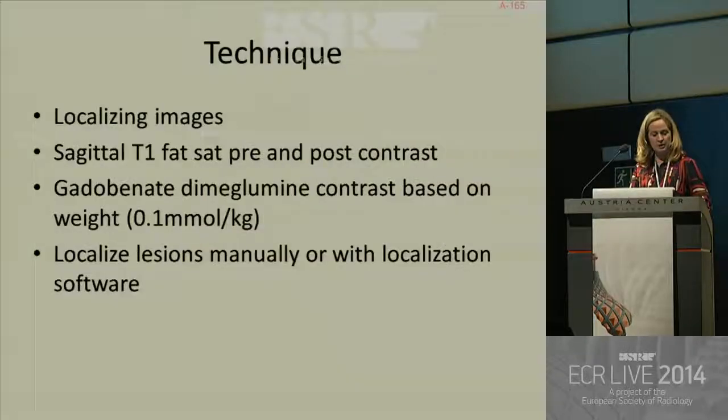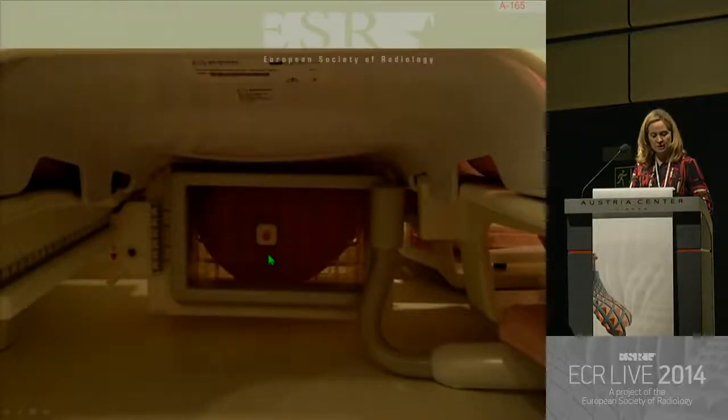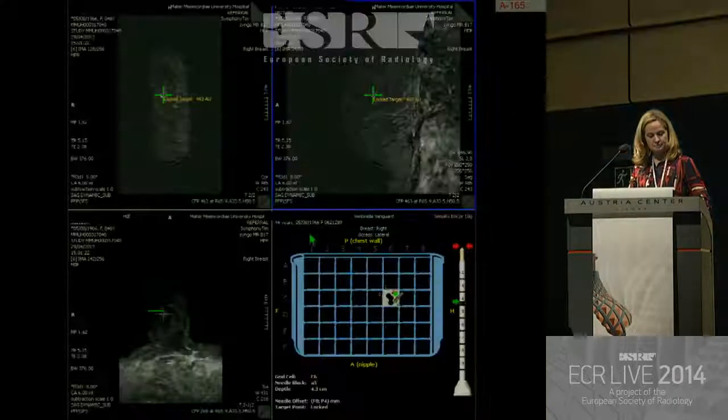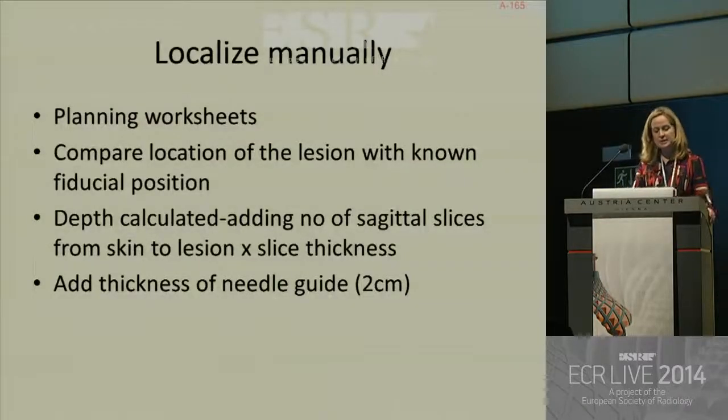So if we go back to our image of the breast and the coil, our fiducial is C4, and you can see the square that we need to access is C6, which is here. You can also localize the lesion manually.